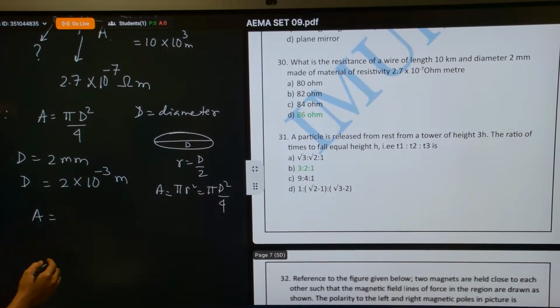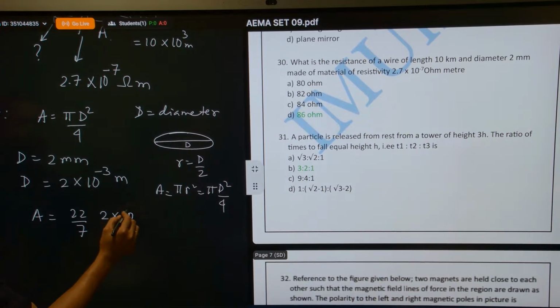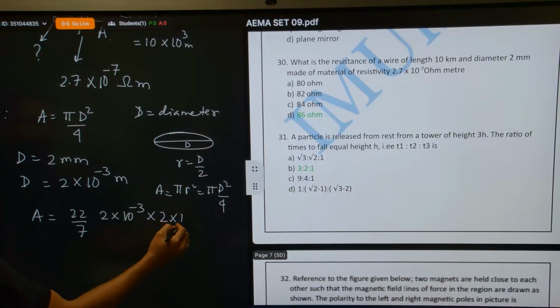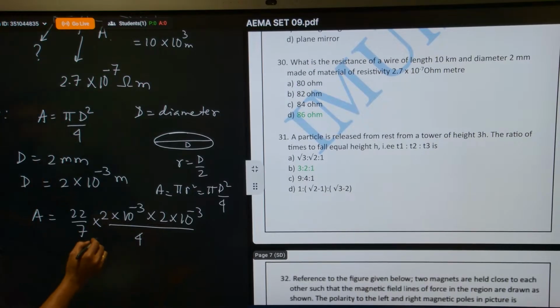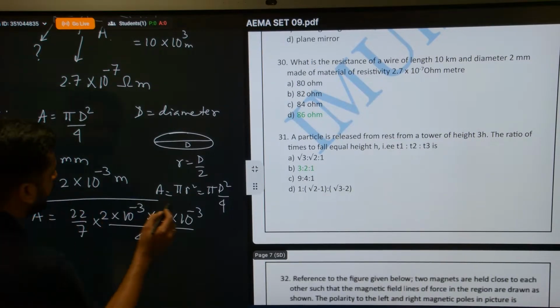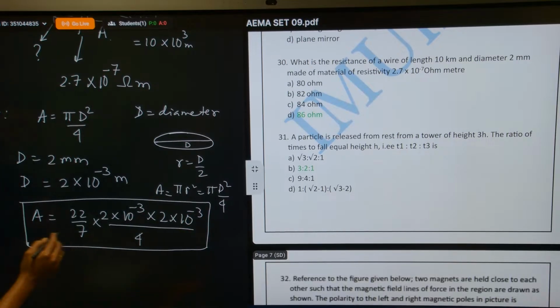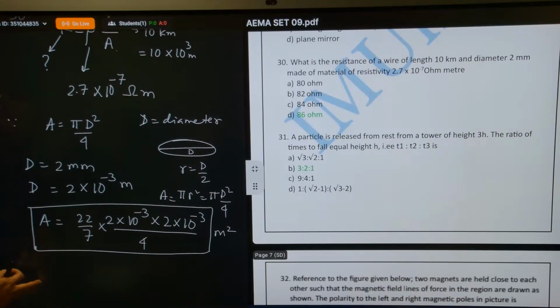22 by 7 pi. D square means 2 into 10 to the power minus 3 into 2 into 10 to the power minus 3. I do like this for easier calculation. By 4. Pi D square by 4. So this is the area we get in terms of unit meter squared: 3.14 into 10 to the power minus 6.